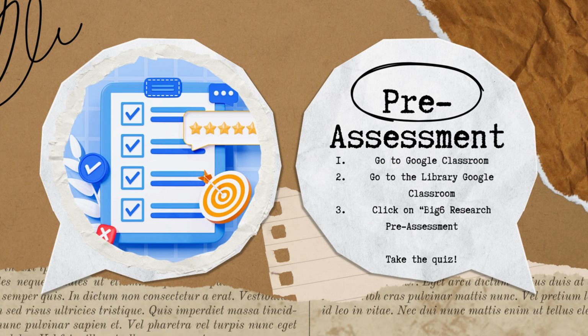When you've logged into the library Google Classroom, you'll see at the very top there is a Google form, and you'll know it's a Google form because it has that purple image and that icon next to it. And it will say Big 6 Research Pre-Assessment. So you'll click on that and then you'll take the quiz. I'm going to give you a few minutes to do that, so don't feel rushed. Try to answer it to the best of your ability. It's not going to give you a score at the end because this is a pre-assessment, but what you can do is you can see what other people have said.